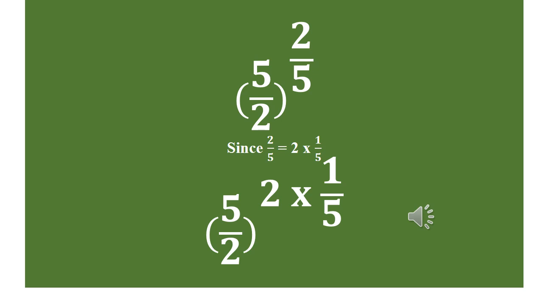First of all, 2 over 5 is equivalent to 2 times 1 over 5. If you multiply 1 over 5 by 2, it will give us 2 over 5. So we'll plug in 2 times 1 over 5 to replace 2 over 5, the power there, or the exponent. So we have (5 over 2) in brackets raised to power 2 times 1 over 5.